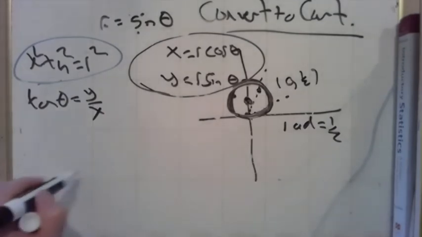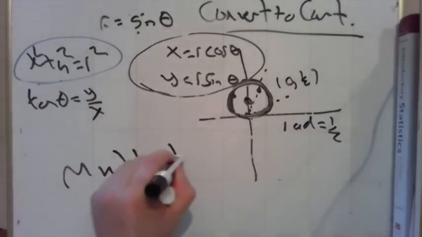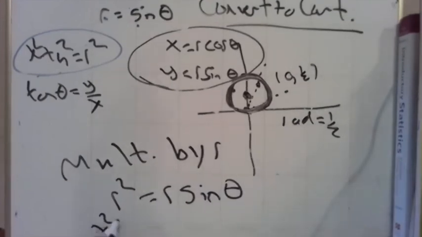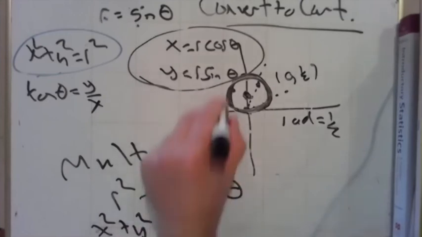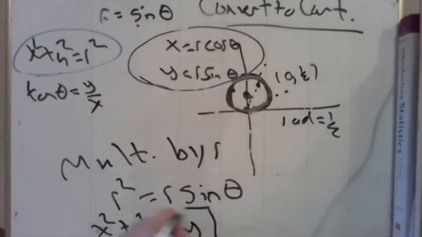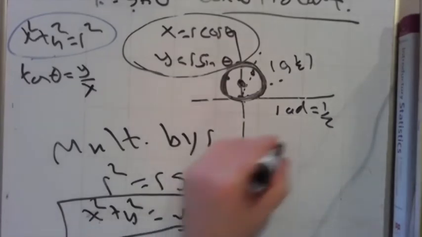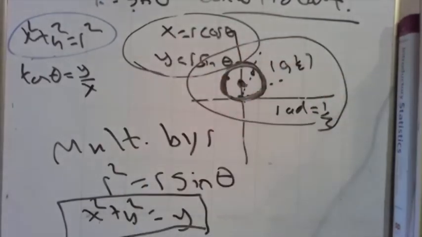Oh, there is. Multiply both sides by r. That becomes this. Oh, now r squared is x squared plus y squared. r sine theta is by definition y. Now we've converted to Cartesian coordinates. So that question right there, that will be on your final. You're done. That's where you would stop. I'm going to go just a little bit further with it just to prove to you that it is what I claimed here. It is a circle of radius 1/2.